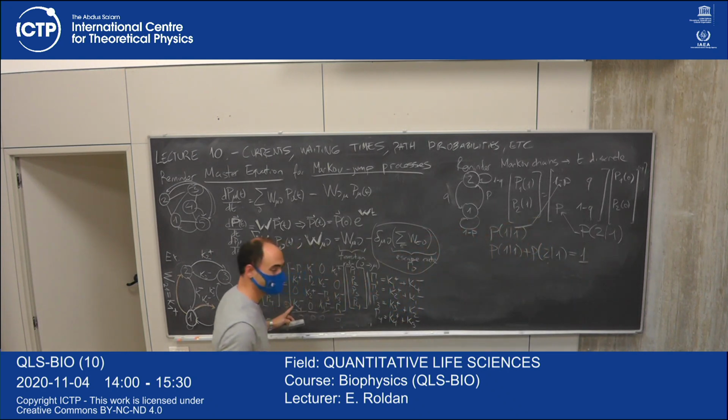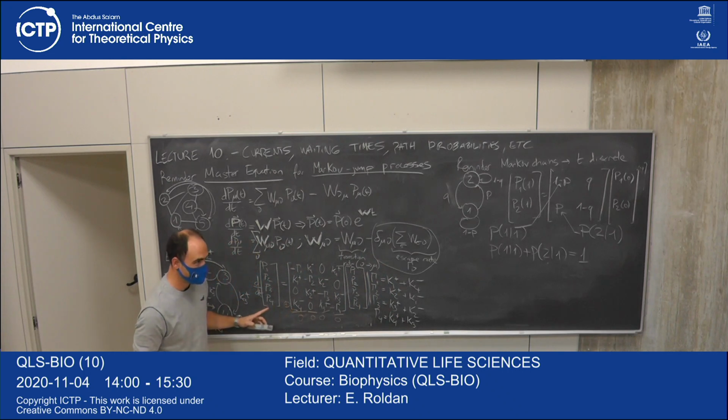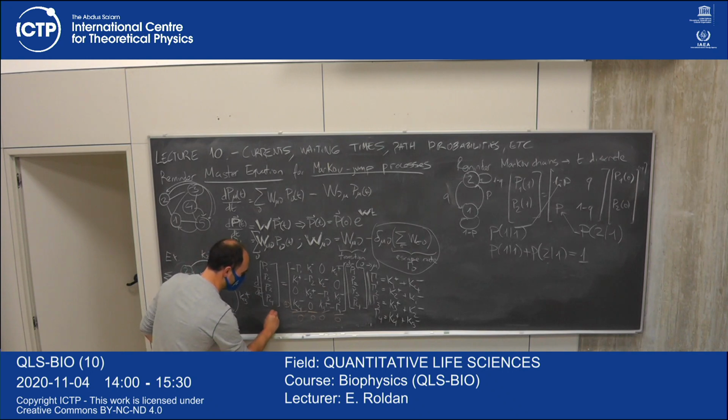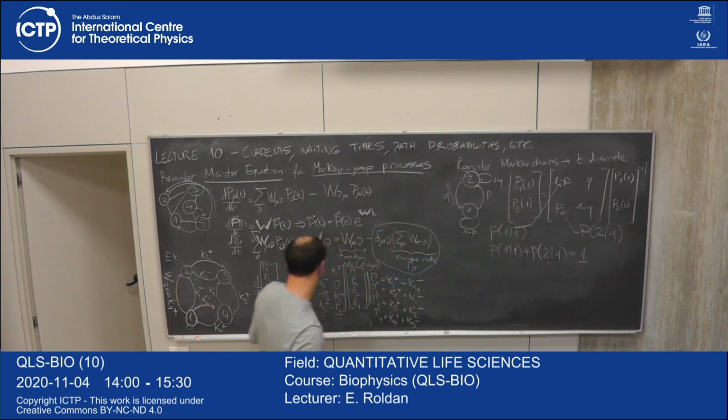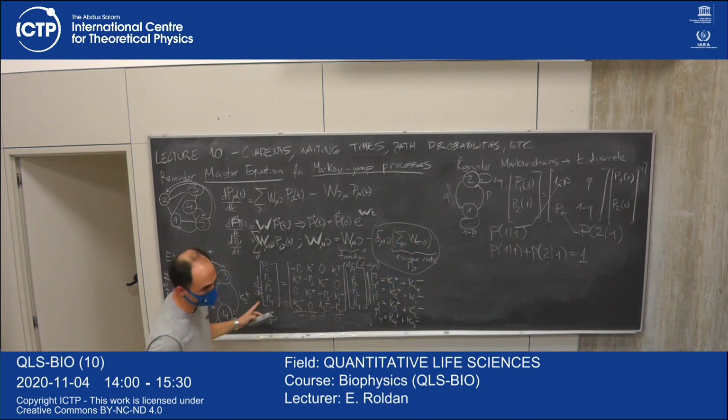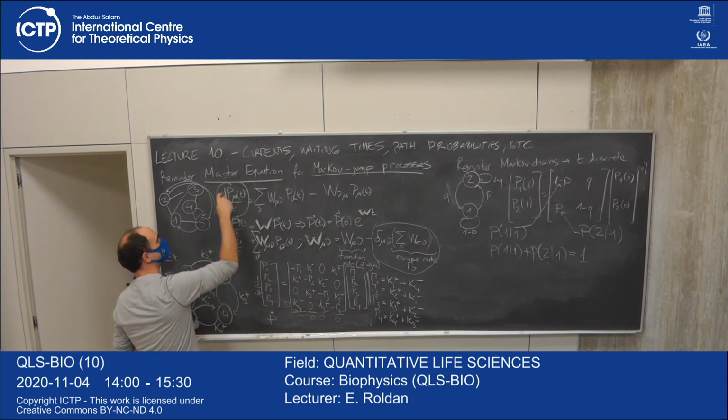But here there are rates. These are not probabilities. So first of all, here I have the derivative. I have P dot. Here I don't have P dot. I have P in the next step. So this is an equation for the evolution of P in one time step. This is how much P changes in an infinitesimal time. This, on the left hand side, this is very important, you understand. This is dP/dt.